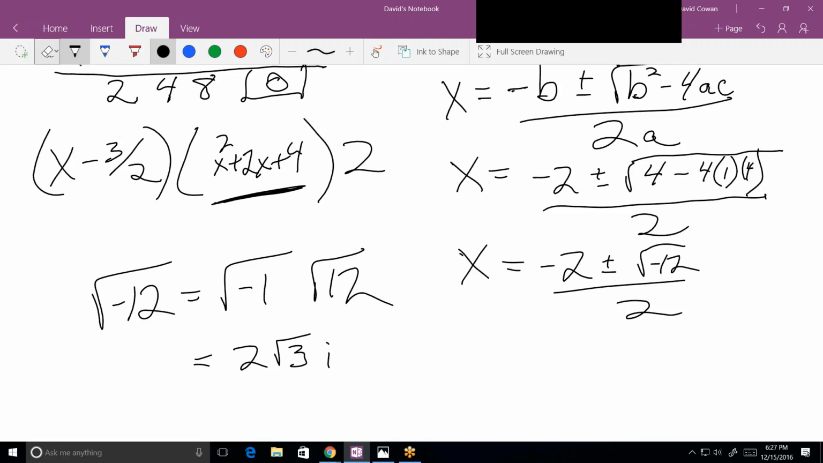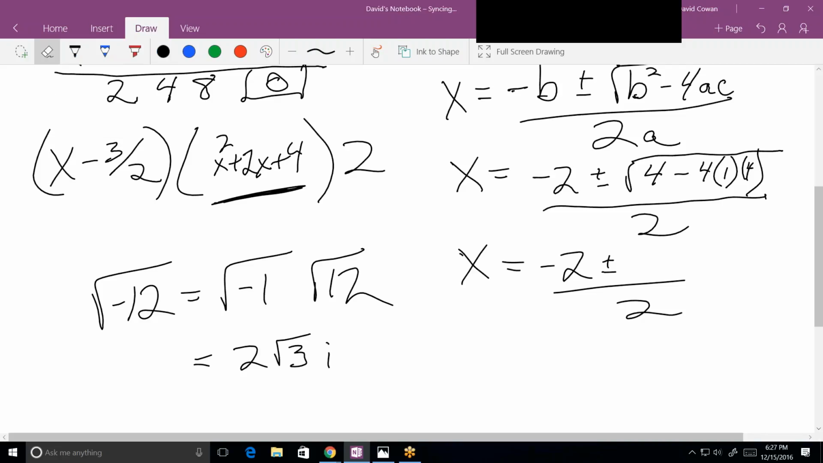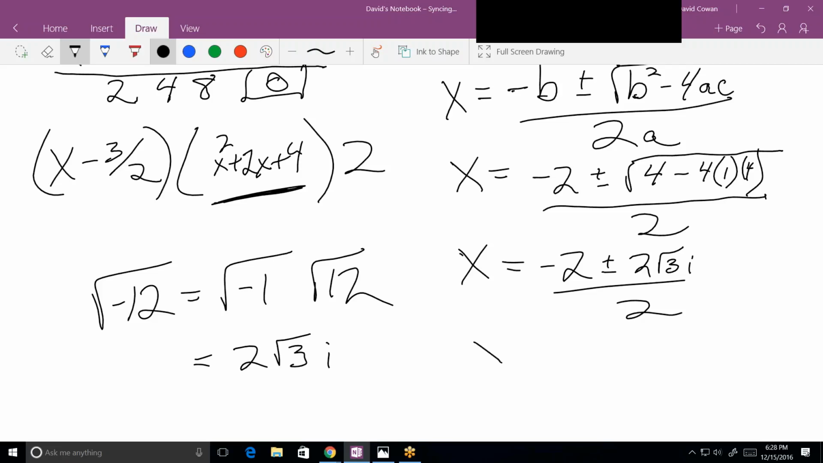So let's write that in for here. 2 root 3 times i. Now I can divide top and bottom by 2. So my final answer is minus 1 plus or minus root 3 i. Okay?